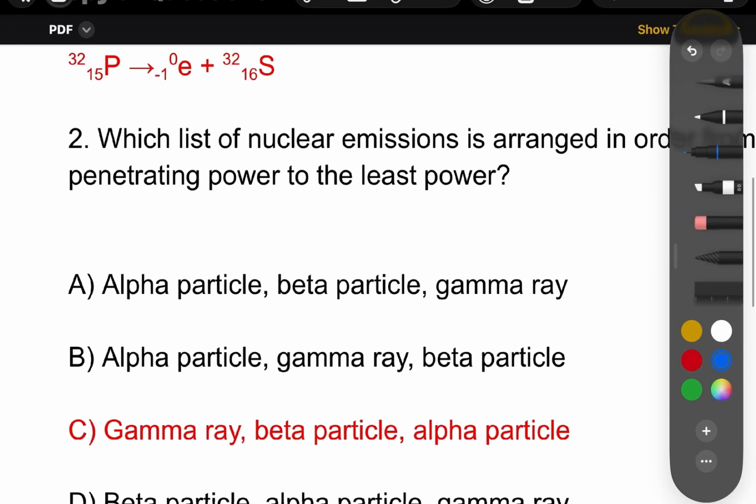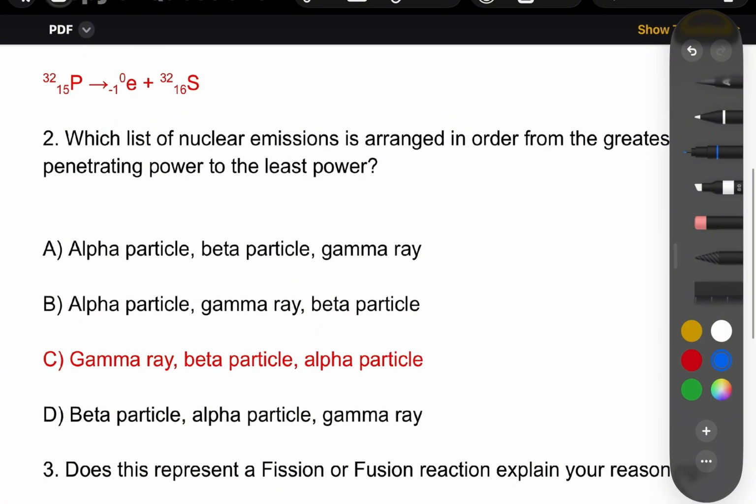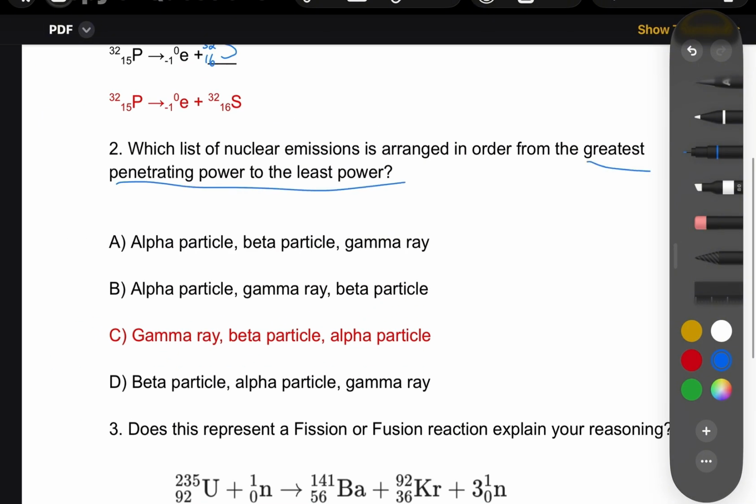Next one, which list of nuclear emissions is arranged in order from greatest penetrating power to the least power. So it's just asking for energy, and energy also equates to frequency. If you know this already, gamma has the highest frequency while beta and alpha are not as strong. The reason why gamma has the greatest penetrating power is because it's pure energy being released. So it's just straight energy, it's just light. That's why it's going to have the greatest penetrating power.